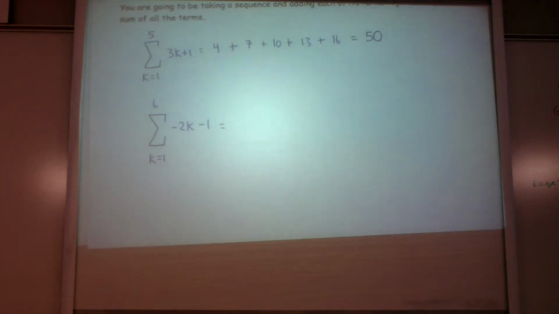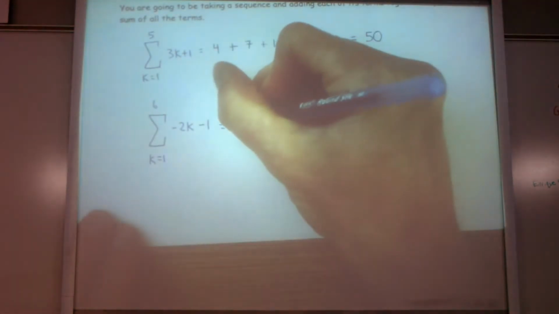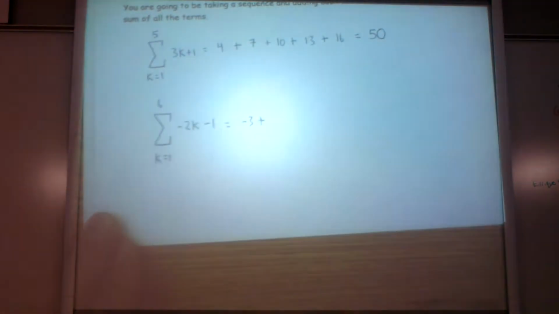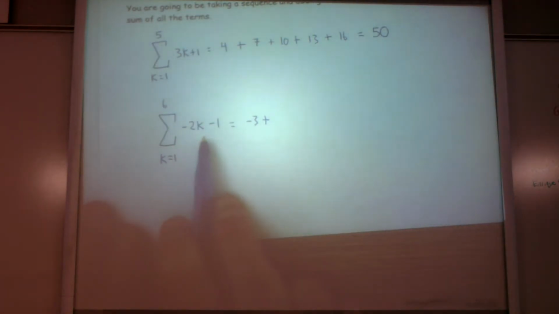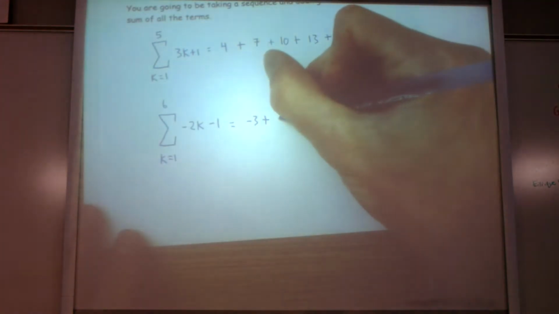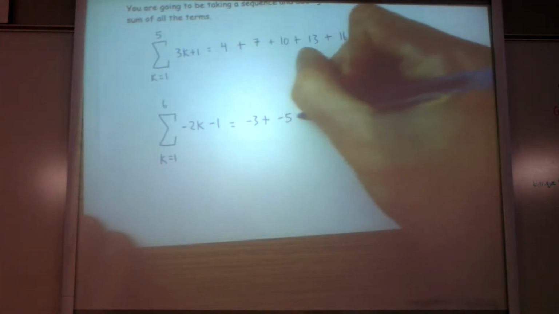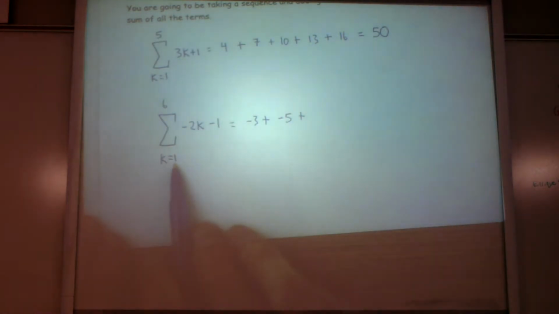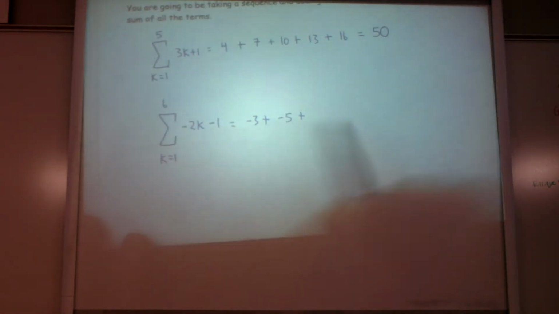Negative 2 times 1 is negative 2. Minus 1 is going to be negative 3. Now I go to 2. Negative 2 times 2 is negative 4. Minus 1 is negative 5. And I'm going to keep going here. I go to 3. I get negative 6. Minus 1 is negative 7.